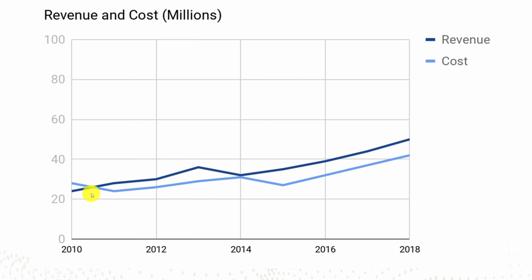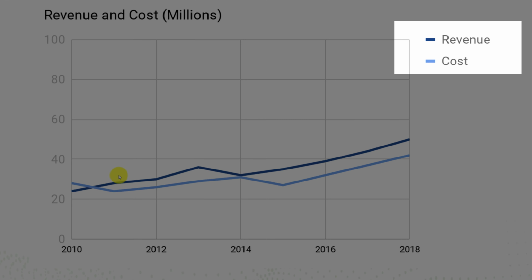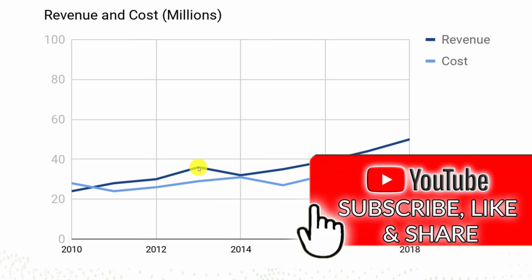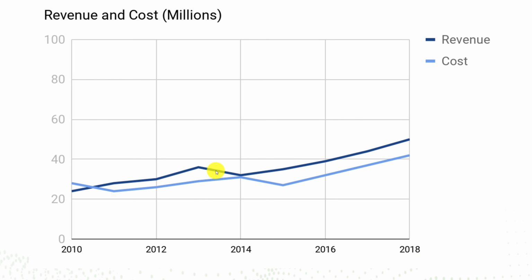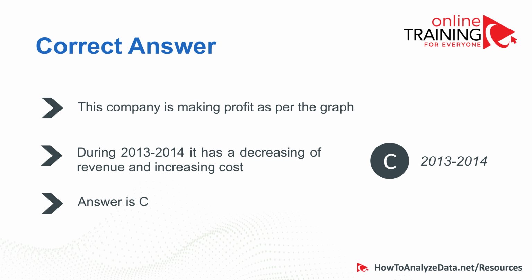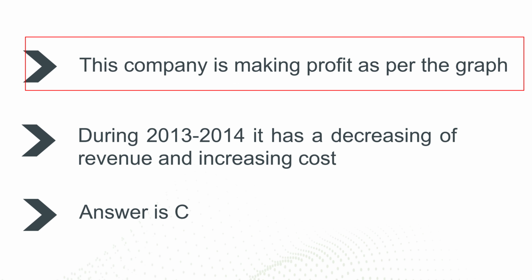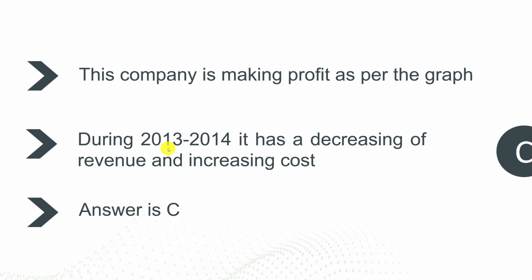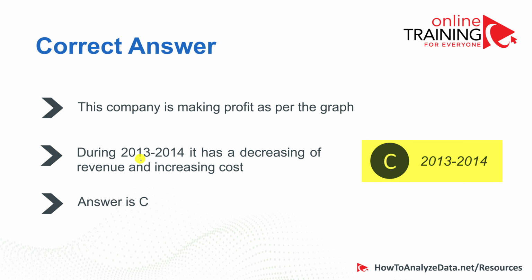Let's start by looking at the chart. Chart has 2 lines. One line is dark blue and another line is light blue. Dark blue line represents revenue and light blue line represents the cost. For the revenue, it almost always goes up, with the exception of the period between 2013 to 2014, which is represented right here on the graph. Let's recap. Company's profit is represented on the graph. During 2013 and 2014 period, the revenue was decreasing and the costs were going up. So the correct choice here is answer C, which represents the period of 2013 to 2014.